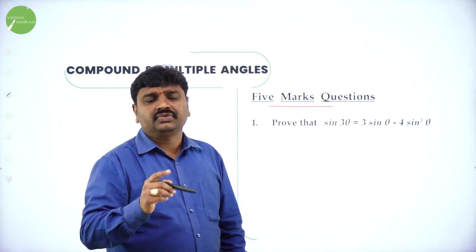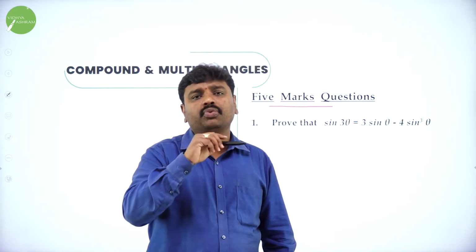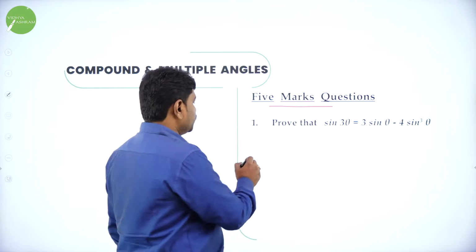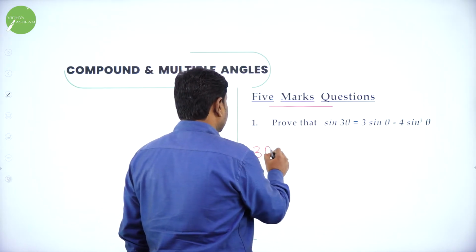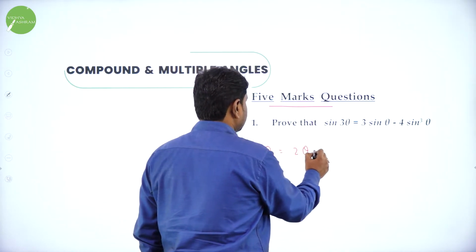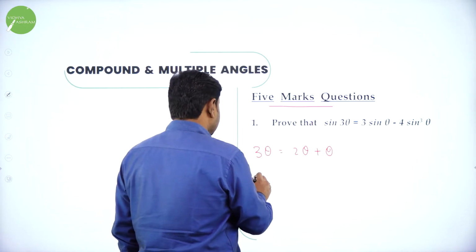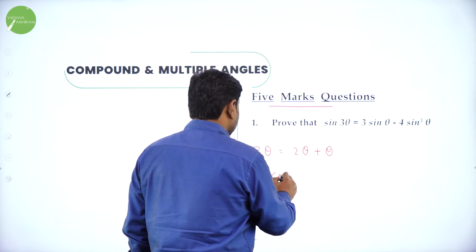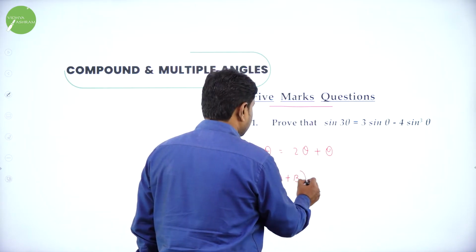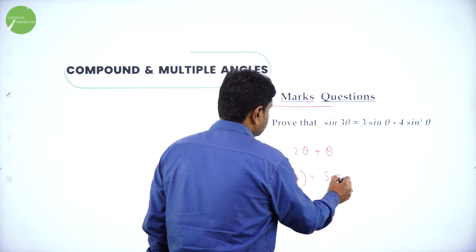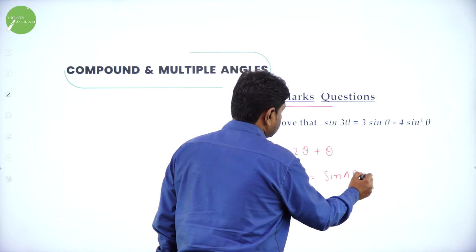In order to do this, we convert this multiple angle to compound angle. See, what we do is simple. 3 theta, we can write it as 2 theta plus theta. This is one step. And we use sin of a plus b. What is sin of a plus b, dear students? All of you know sin of a plus b can be written as sin a cos b plus cos a sin b.